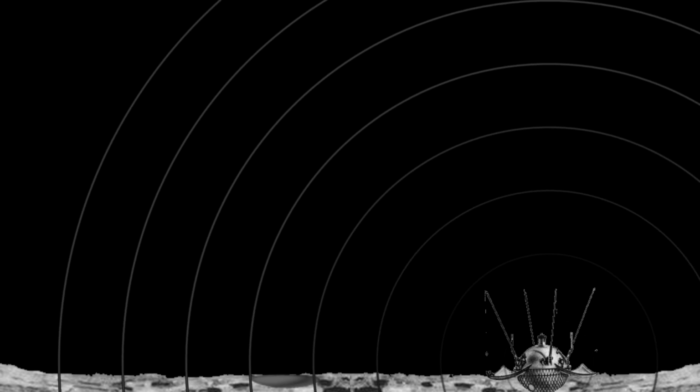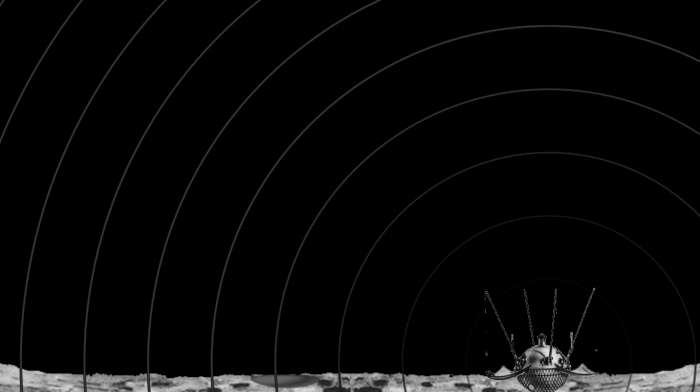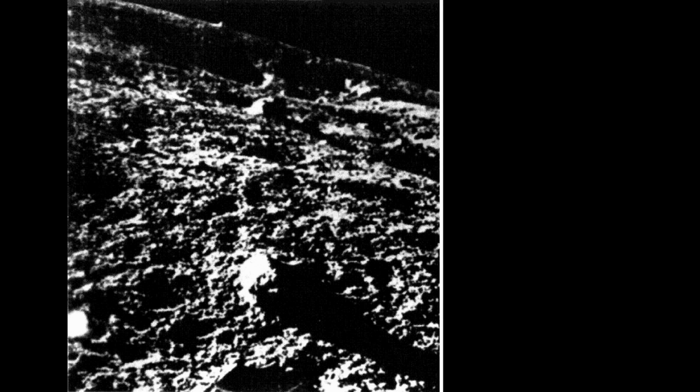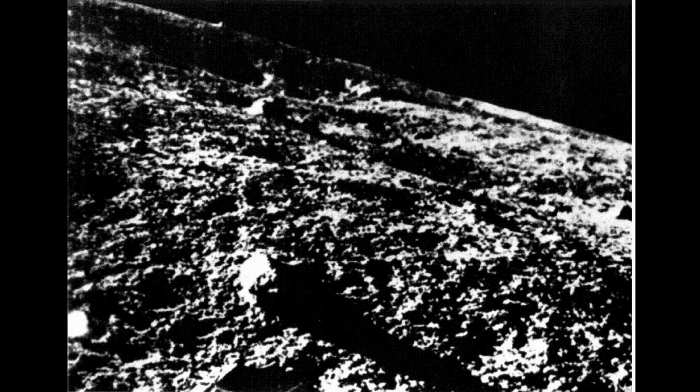7 hours later, mostly spent waiting for the sun to rise high enough to get a usable image, Lunar 9 sent to Earth the very first picture taken from the surface of another celestial body.